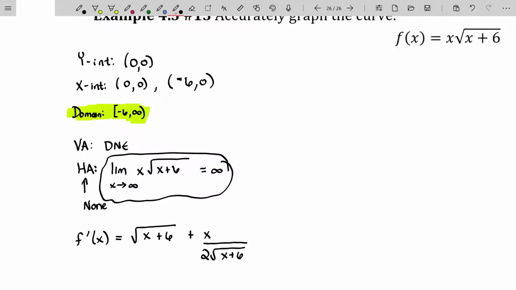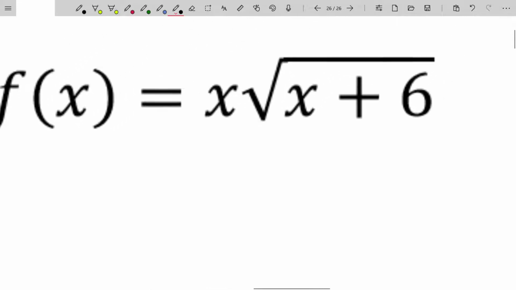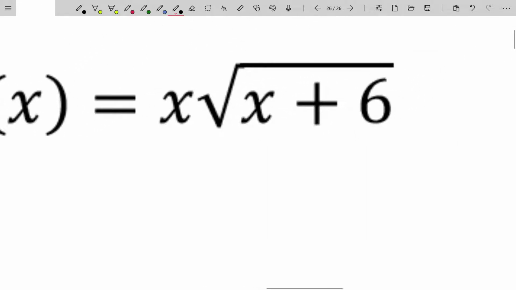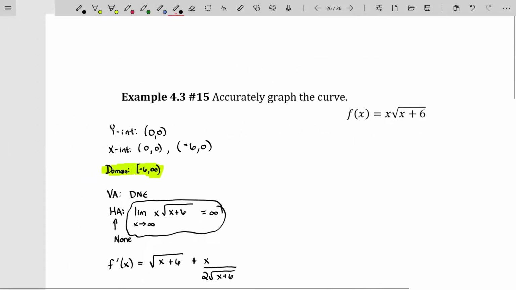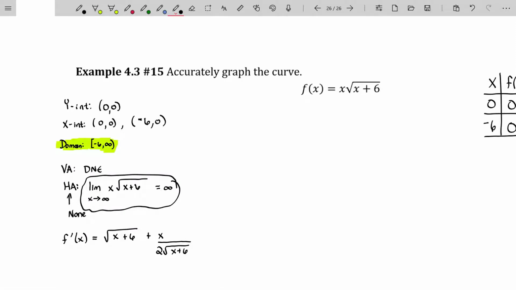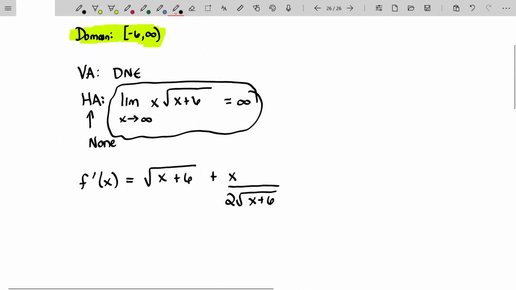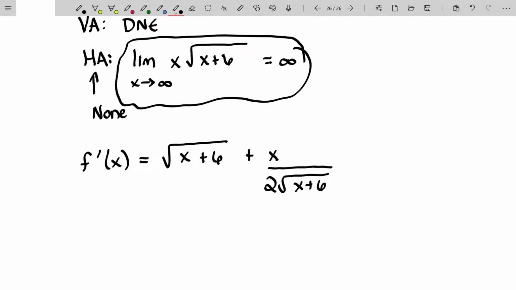And then the second also has a function inside of it, but that function that's inside that square root is x plus 6, which has a derivative of 1, so you don't have to worry about that. So notice we're using a lot of our old skills to do this. Now remember, we're really looking for critical numbers here. Where does our derivative not exist, and where does our derivative become 0?